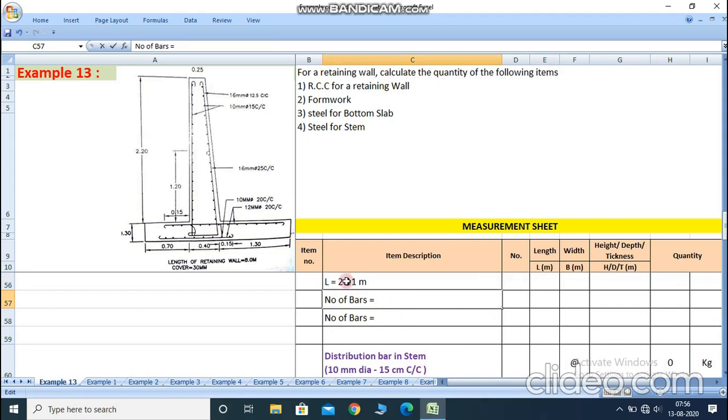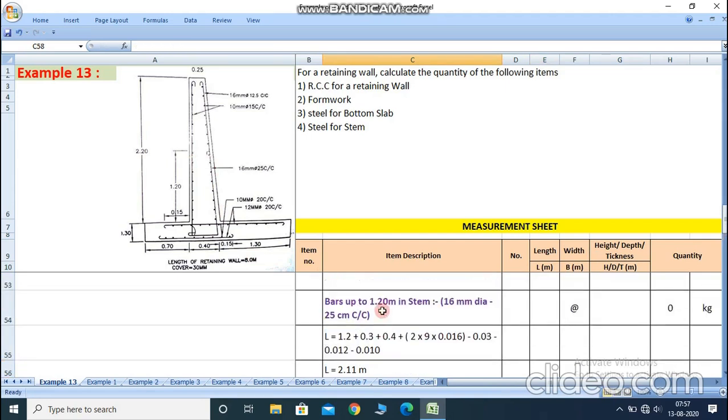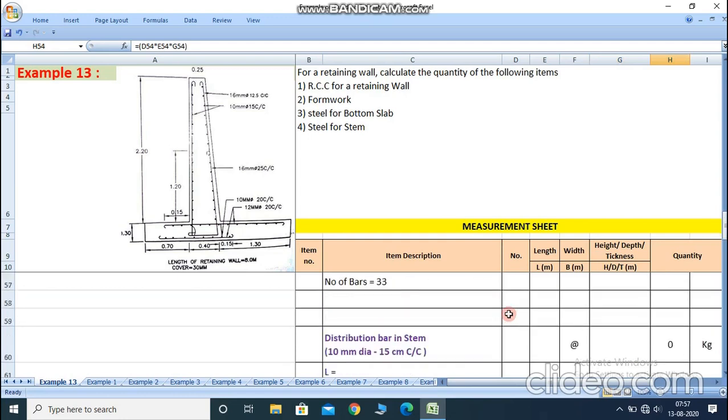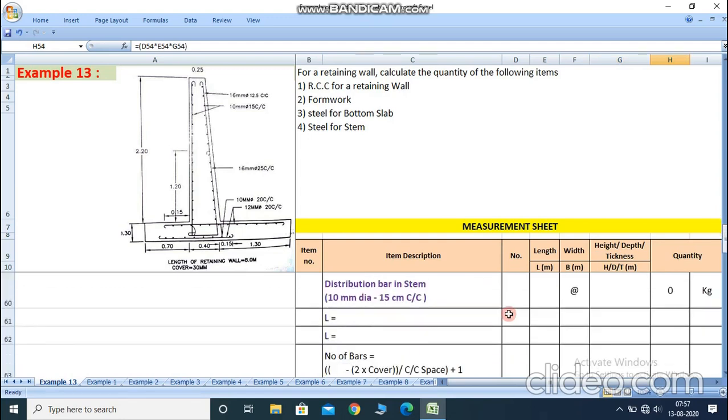Here, half of the total number of bars we calculated above, so 33 bars. Right here, 33 bars, length is 2.11, and the weight per meter length of the 16 mm diameter bar is 1.58 kg. So the total quantity is 110.02 kg.